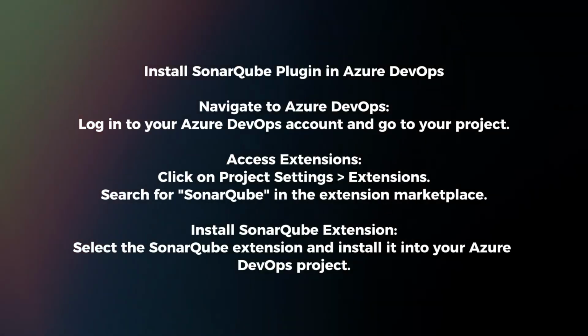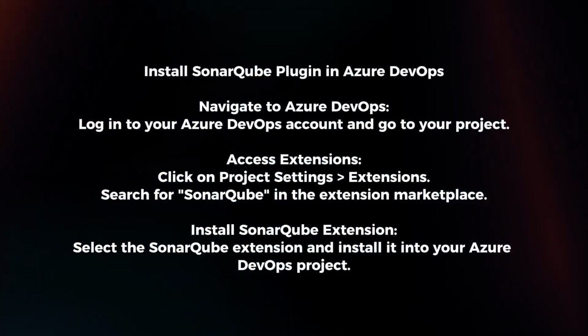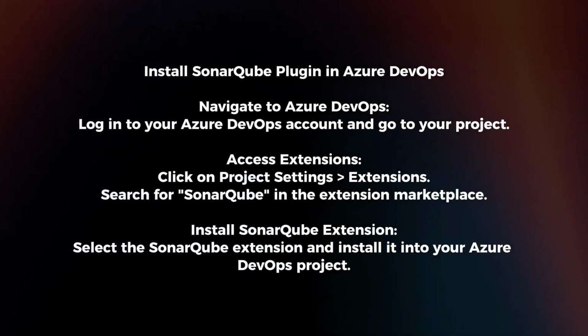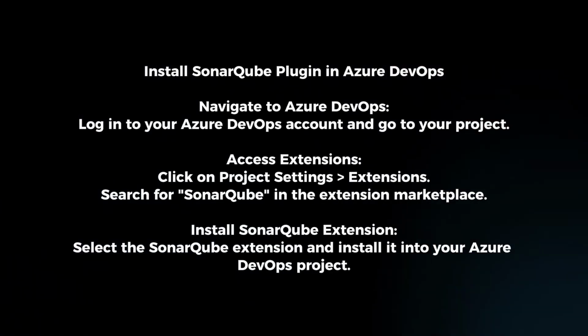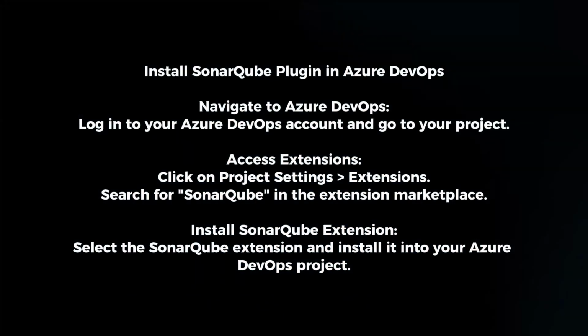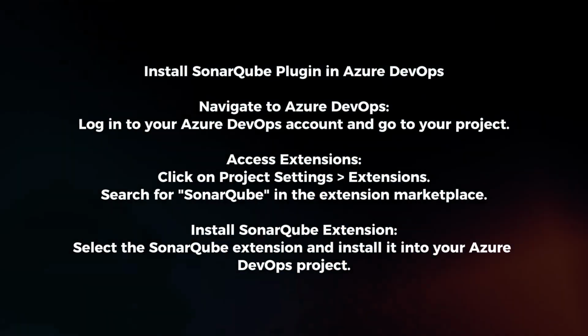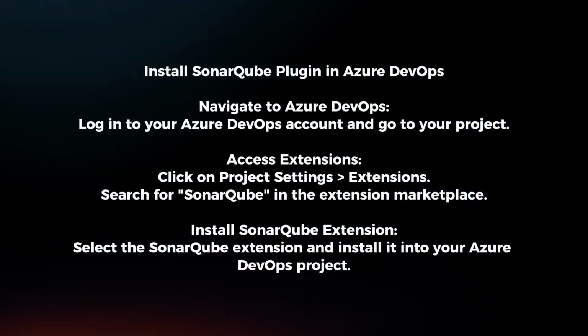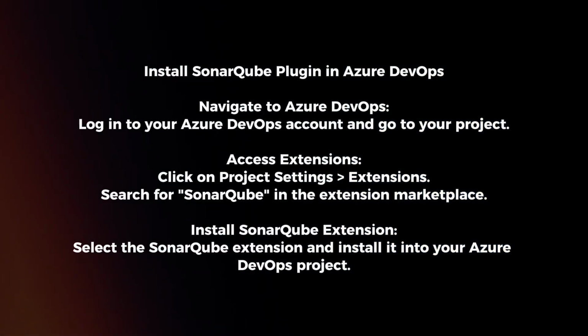Install SonarQube plugin in Azure DevOps. Navigate to Azure DevOps. Log into your Azure DevOps account and go to your project. Access extensions. Click on Project Settings, Extensions. Search for SonarQube in the extension marketplace. Install SonarQube extension. Select the SonarQube extension and install it into your Azure DevOps project.